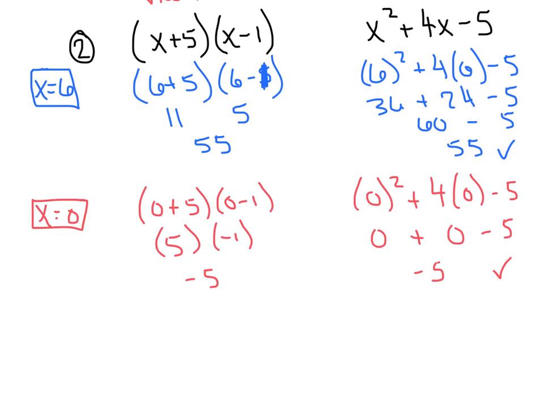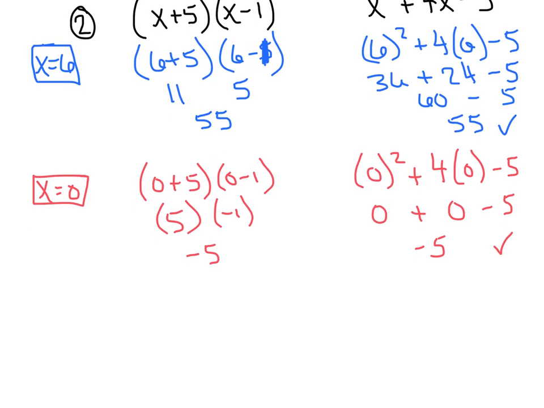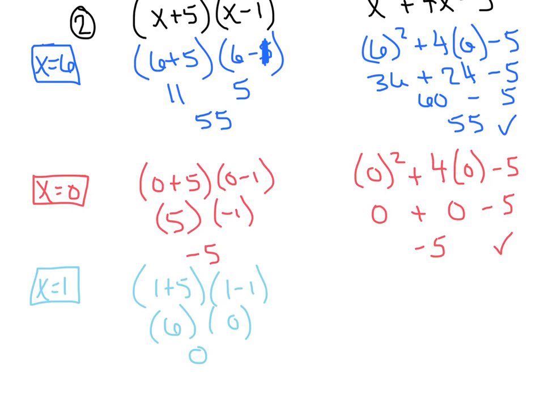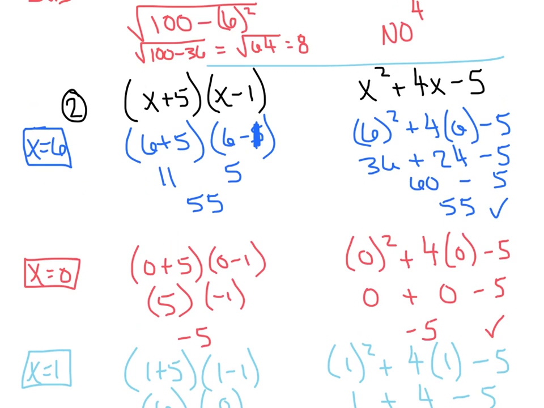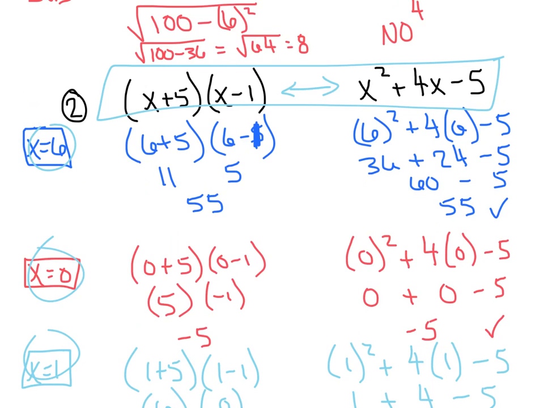Let's see if I can spice it up with one more new color here. Let's try x equals 1. That's a pretty friendly number. So I've got 1 plus 5. I've got 1 minus 1. 6 times 0 is 0. All right, okay, let's try 1 squared plus 4 times 1 minus 5. 1 plus 4 minus 5. Oh boy, I got 0 again. Bingo. So we're going to say that those two expressions up here are equivalent. These two expressions, they are equivalent. And just because for today we've picked 3 different values and they generated the same answer every time.